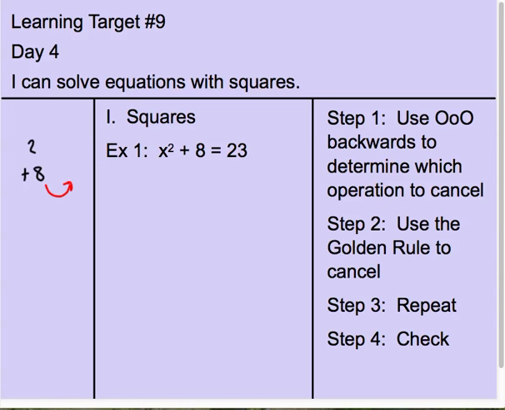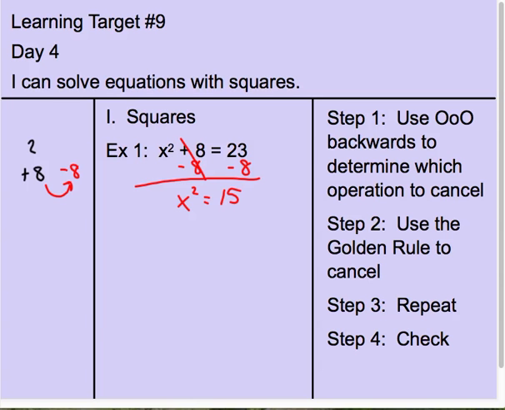And how would I cancel adding 8? Subtract 8. So that's the first thing I will do to my equation. So I'm subtracting 8 to cancel the plus 8. Remember, on the side with the variable, we never actually perform the operation. We just use it to cancel and simplify and start to get the variable alone. So I'm left with x squared. 23 minus 8 is 15.